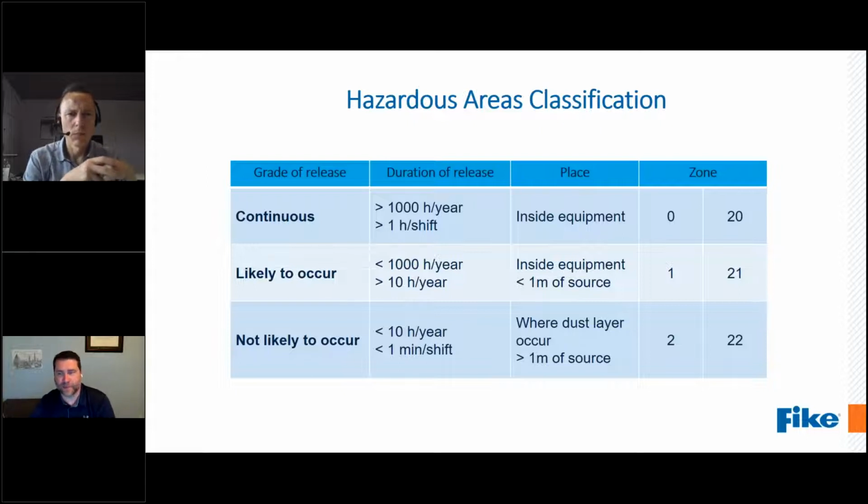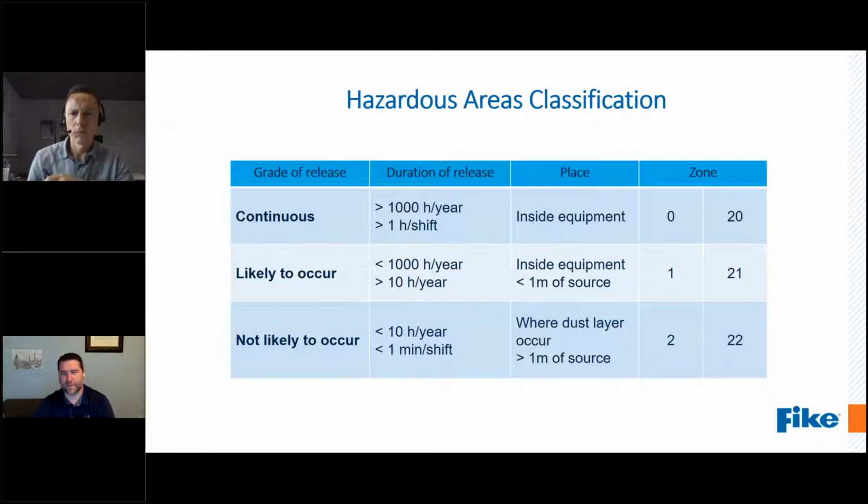On this, likely to occur, zone 20 and zone 21, again, that's generally going to be inside of equipment. However, if there are problems with your operations, it could be in those areas. And it's also likely to be in areas at small radiuses where you have open powder handling in that. And I've got that in an example coming up.